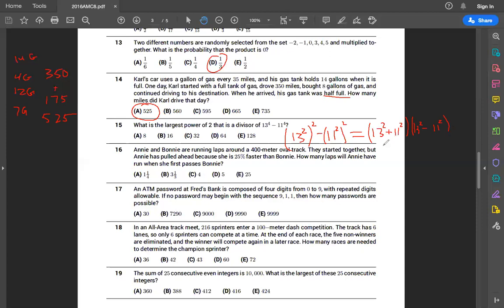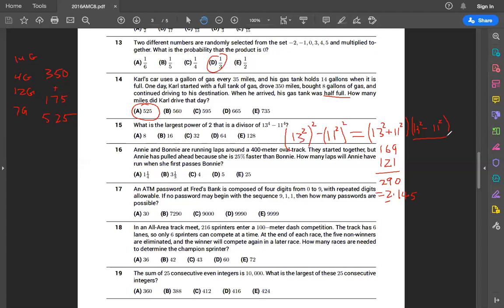And now it's a bit easier because we can just solve it normally. These numbers are not too terrible to work with. 169 and 121 adds up to 290, which is 2 times 145. So just one factor of 2 there.